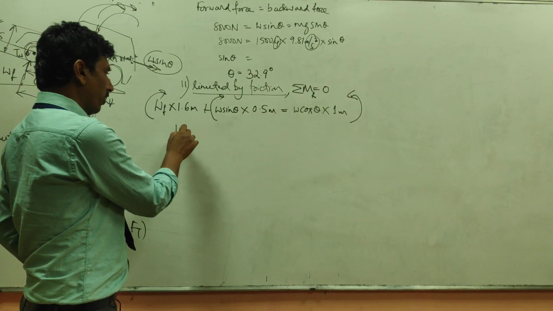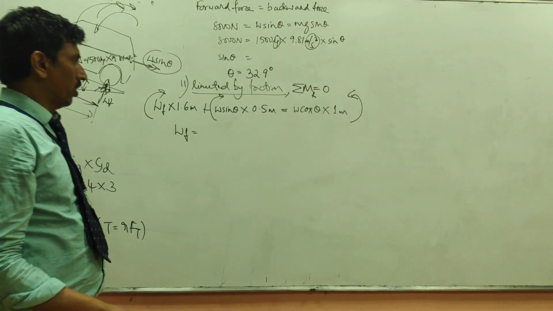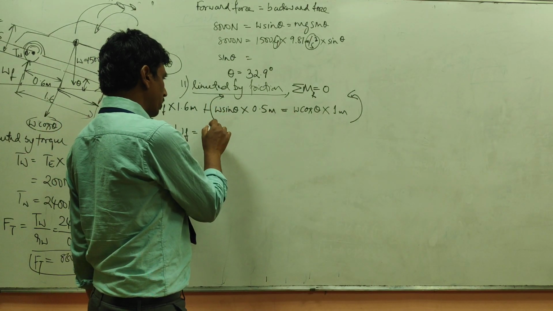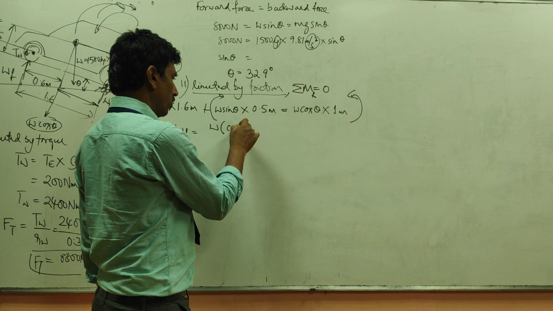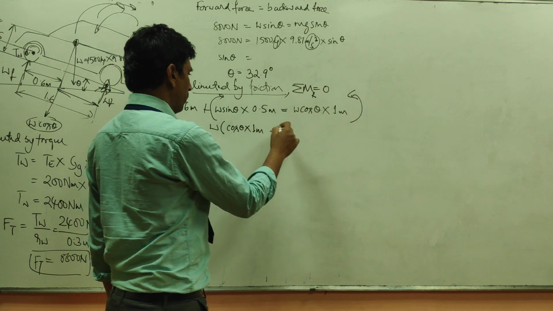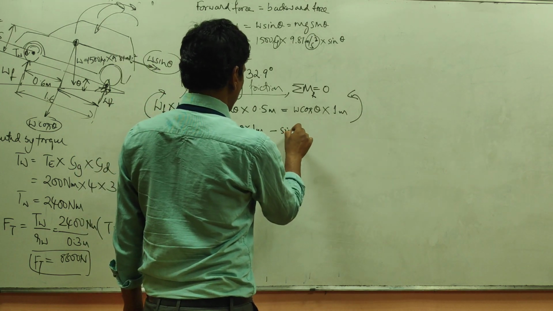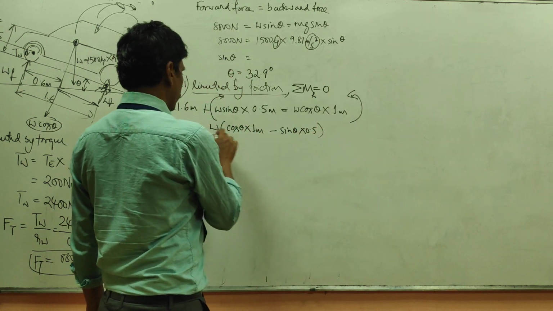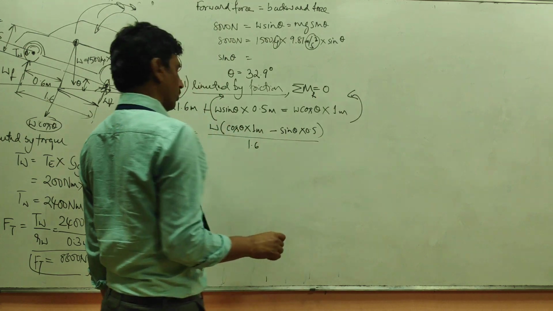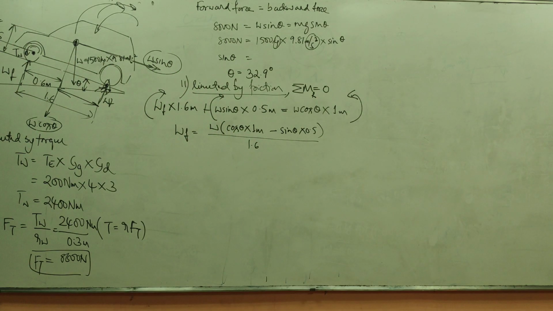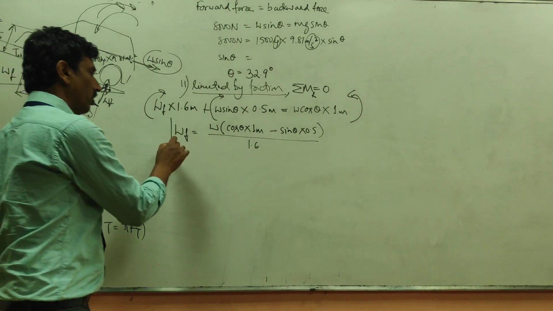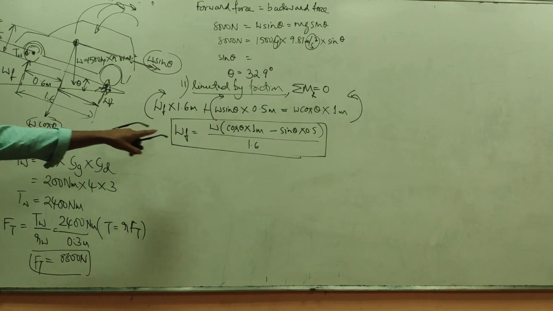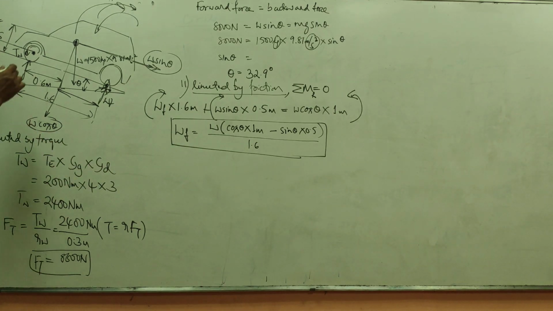So WF I will try to equate. I will set this W sin theta on the other side, so W can be taken outside: cos theta into 1 meter minus sin theta into 0.5. And this WF, so it got 1.6. So here you found out the force acting on the front wheel. This equation gives you the force acting on the front wheel.